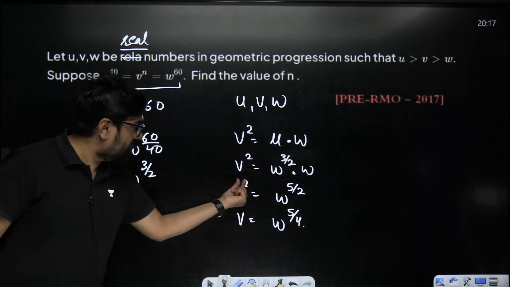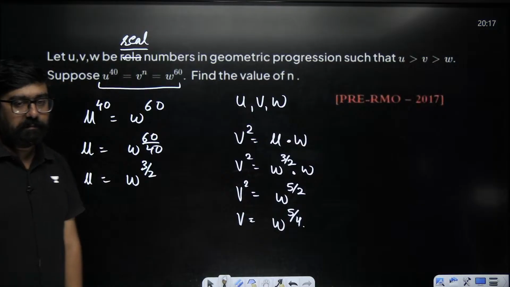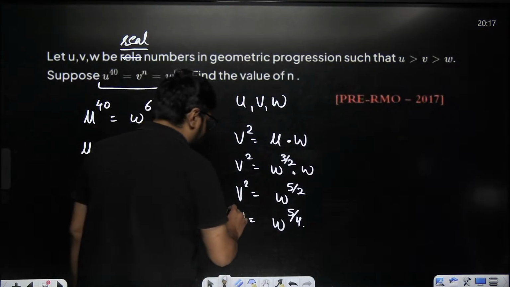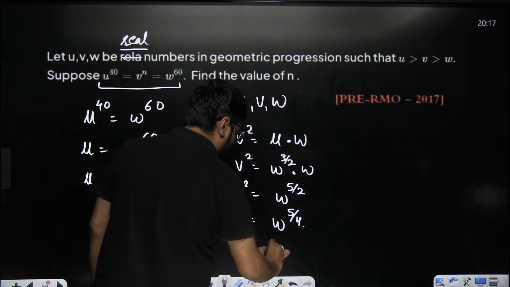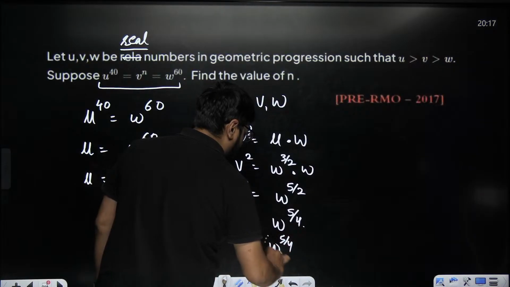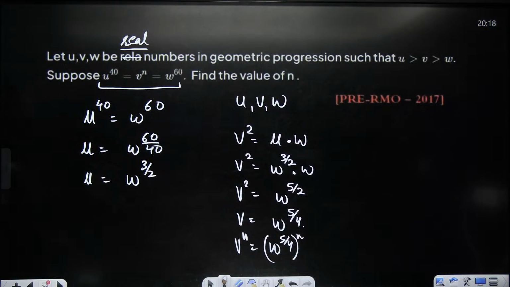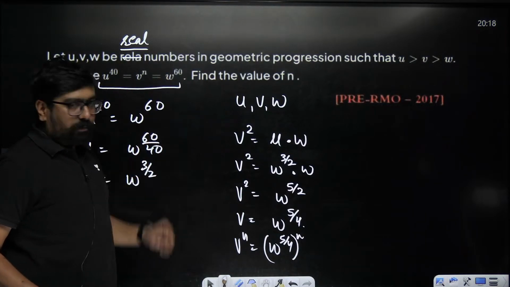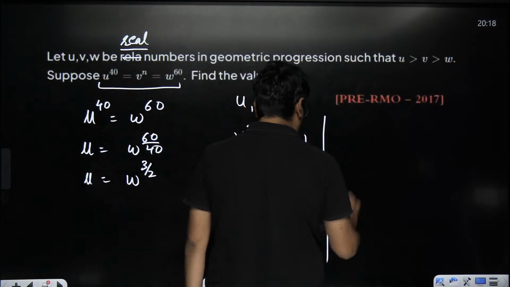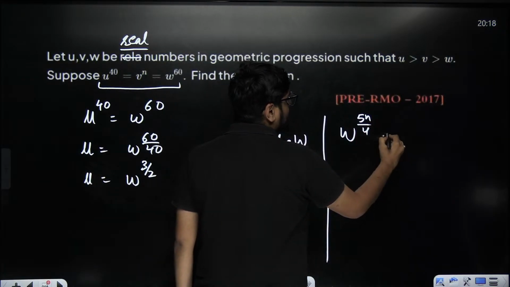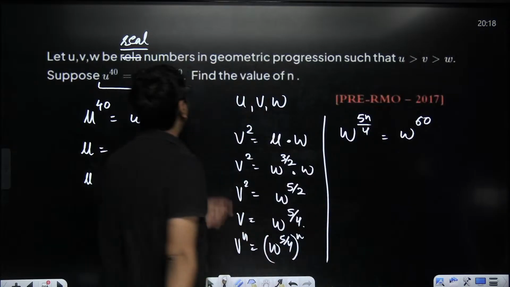Right? This 2 will also come, no? 5 by 2 divided by 2, so 5 by 4. V is equal to W to the power 5 by 4. Now V to the power n is equal to W to the power 60. Both sides, if we take power n, V to the power n will be equal to W to the power 5 by 4 to the whole power n. So basically, what did we get? We got W to the power 5n by 4 is equal to W to the power 60.